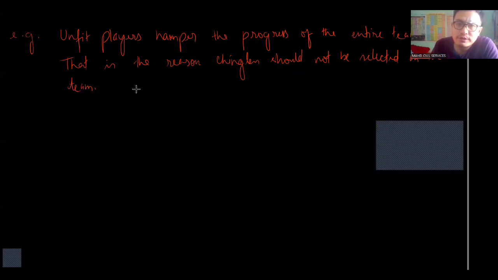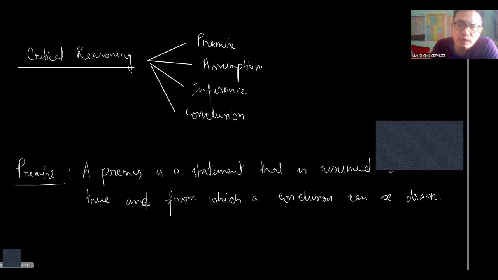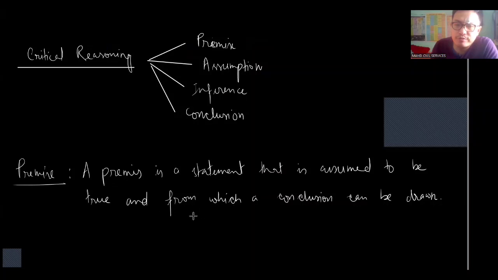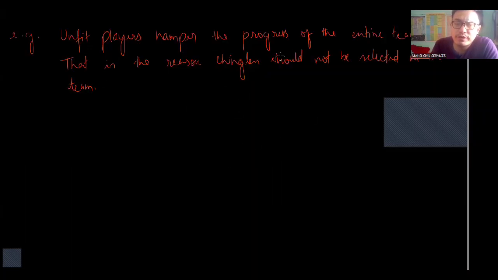What do you mean by premise? A premise is a statement that is assumed to be true and from which a conclusion can be drawn. So unfit players hamper the progress of the entire team. There is a reason Chinglen should not be selected in the team. So see the premise: unfit players hamper the progress of the entire team. This is a given premise.